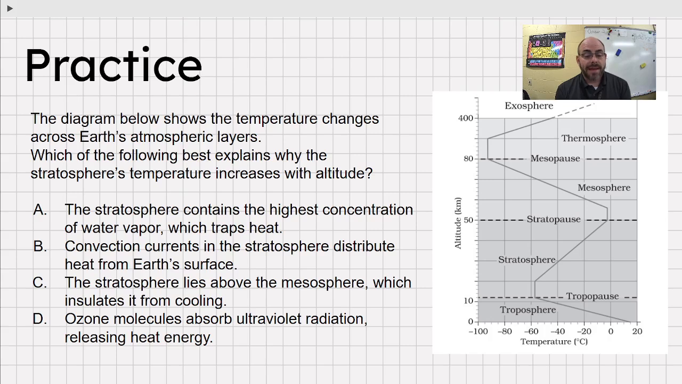Stratosphere contains the highest concentration of water vapor. We haven't learned that. Convection currents in the stratosphere distribute Earth's surface. No, again, didn't hear that. Stratosphere lies above the mesosphere. It actually doesn't, so it's wrong. Ozone molecules absorb ultraviolet radiation, releasing heat energy. There it is. There it is. We got D is the correct answer.